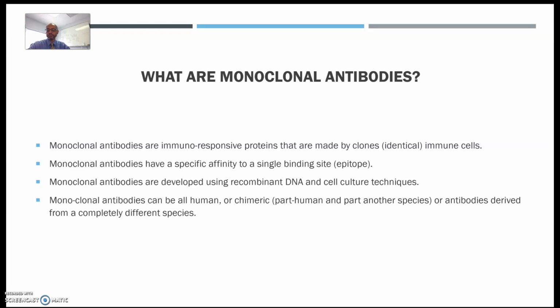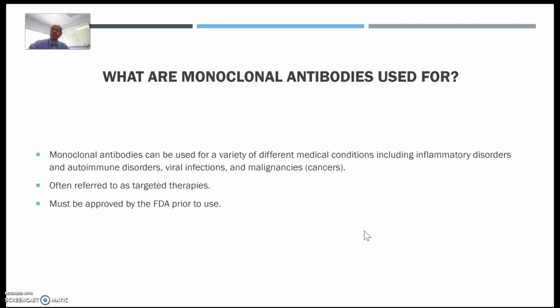So, what are monoclonal antibodies used for? They can be used for a variety of different medical conditions, including inflammatory disorders, autoimmune disorders, viral infections, and malignancies, cancers. And because of that strong affinity, that high selected binding site, they're often referred to as targeted therapies. And just like biosimilars, monoclonal antibodies must be approved by the FDA prior to use.